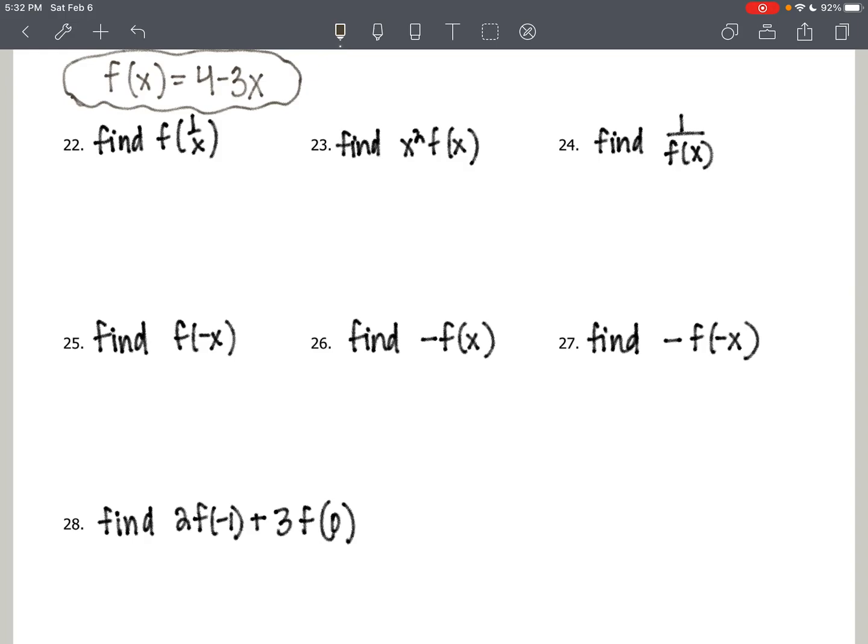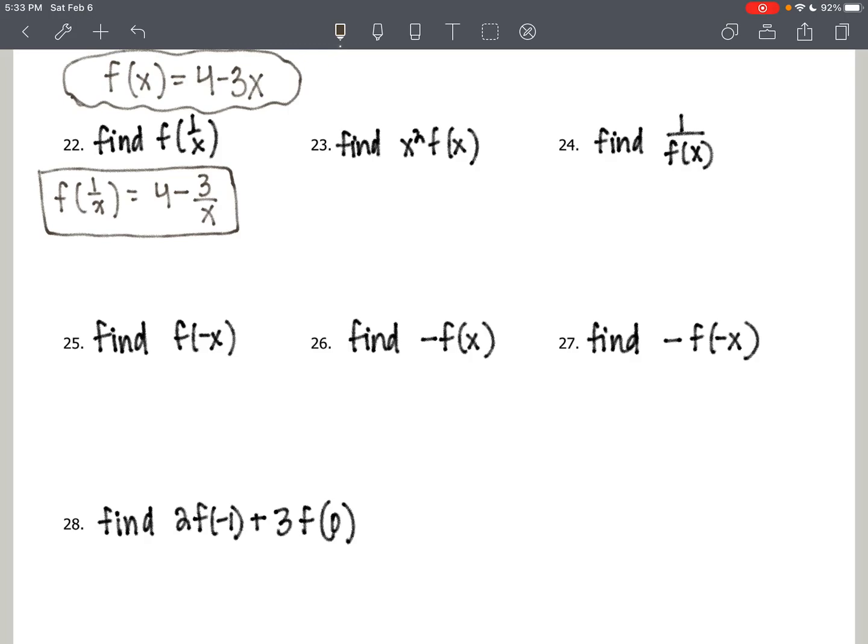Okay, f of 1 over x is 4 minus 3 over x. If you got that, fantastic. Go ahead and try 23 and 24. Try 23 and 24, and then come on back, and I'll reveal the answers to both of those.